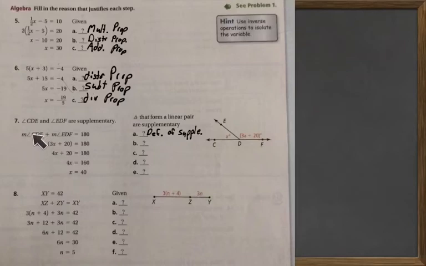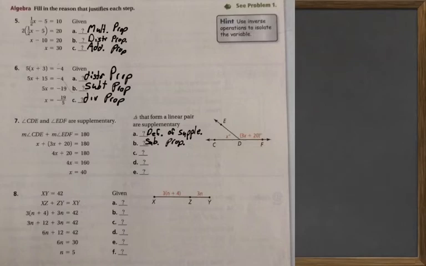From part A to part B, I take out CDE, I put in x, I take out EDF, and I put in 3x plus 20. What do we call that? Learned that in algebra. Take out one value, and you put in what it equals. Substitution, good. That's why for subtraction I use a T at the end. Substitution is just sub. Sub it in.